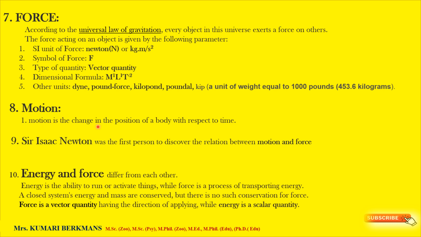Motion. Motion is a change in the position of a body with respect to time. Sir Isaac Newton was the first person to discover the relation between motion and force. Energy and force differ from each other. Energy is the ability to do work or act on things, while force is a process of transporting energy. In a closed system, energy and mass are conserved, but there is no such conservation for force. Force is a vector quantity having the direction of application, while energy is a scalar quantity. Keep in mind, force is a vector quantity having direction, while energy is a scalar quantity.